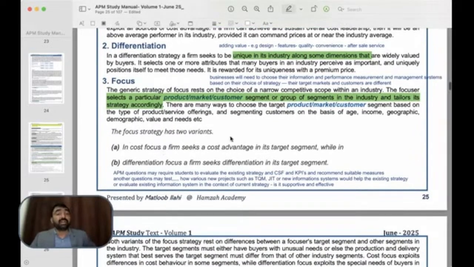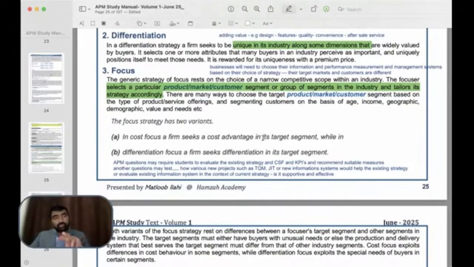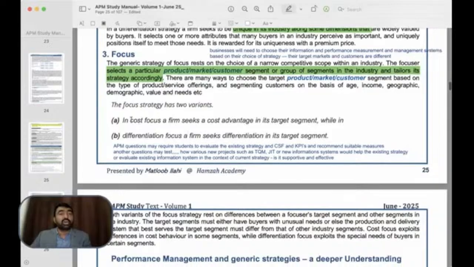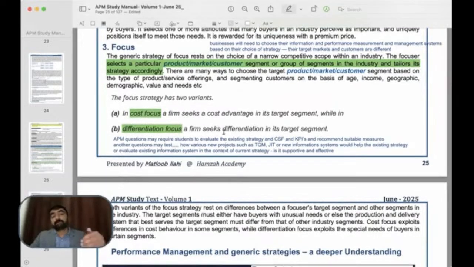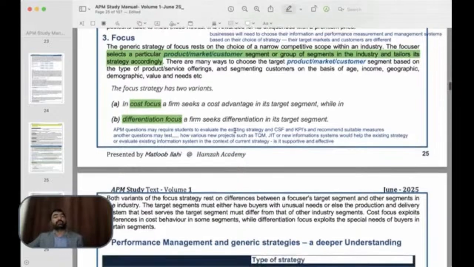The focus strategy can be further divided into two variants: cost focus and differentiation focus. Under cost focus, a business, by targeting a specific segment of customers, would offer low price products. With a differentiation focus, a business would stay focused on that particular group of customers, but would offer high value added and premium products, charging a premium price as well. So these are the two further variants of our focus strategy.